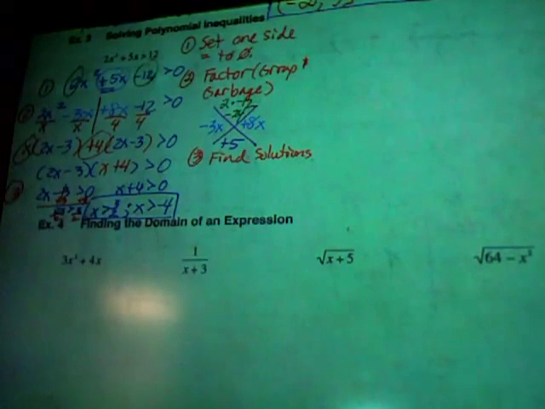So there's two of my solutions. I have to check them, because the oddest things occur when we factor with inequalities. So you should end up with two critical values.